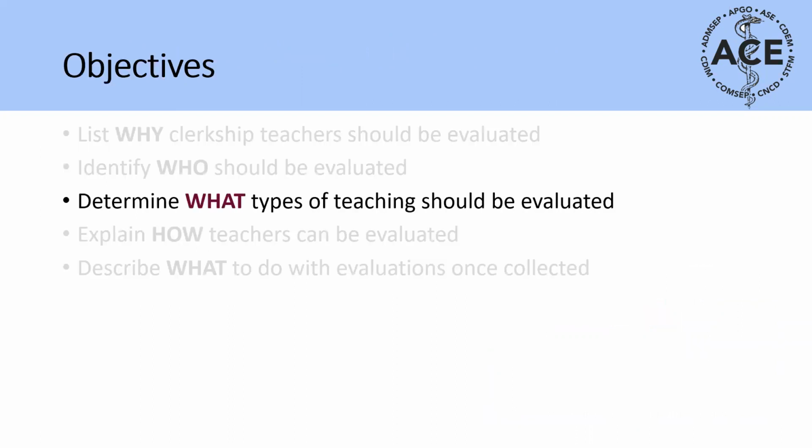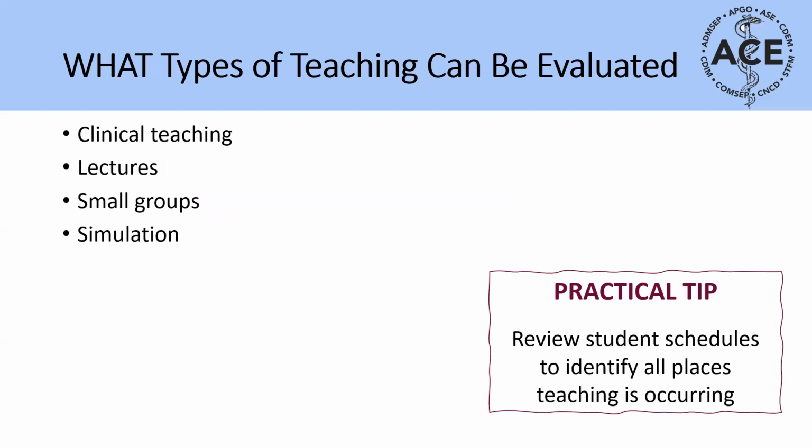Next slide. All right, so what types of teaching should be evaluated? Next slide. I think the first thing we often think about for clerkship teaching is the clinical teaching that's happening in the hospital or in the office. But there are other components of the clerkships, as all of you are familiar with. And so it's also important to evaluate the teaching that happens as part of lectures, as part of small groups. If you have simulation in your clerkships, those are also types of teaching that you want to think about evaluating. And again, the practical tip is that just looking at the students' schedules is a way to identify what teaching is happening.